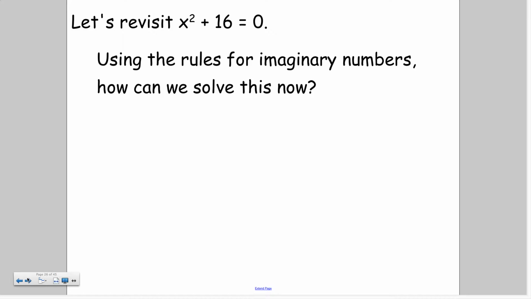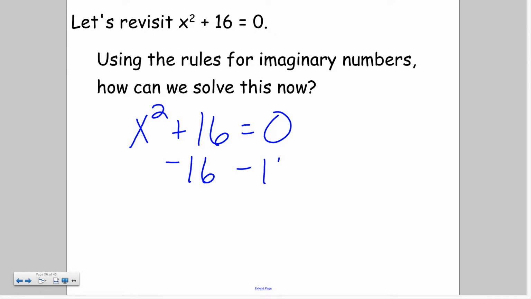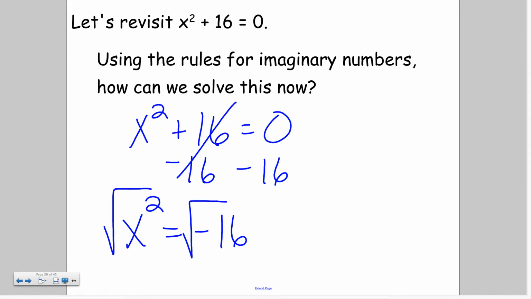For example, on page 13, if we were given that problem, x squared plus 16 equals 0, to solve it, I'm going to move 16 over. Then I'm going to take the square root. Now, here's my problem. That negative means I can't just put this in my calculator, because I'm going to have imaginary solutions rather than real ones. That negative tells me that I'm going to have imaginary solutions.